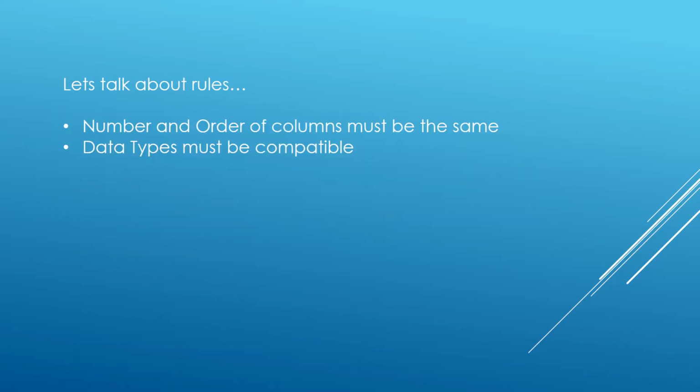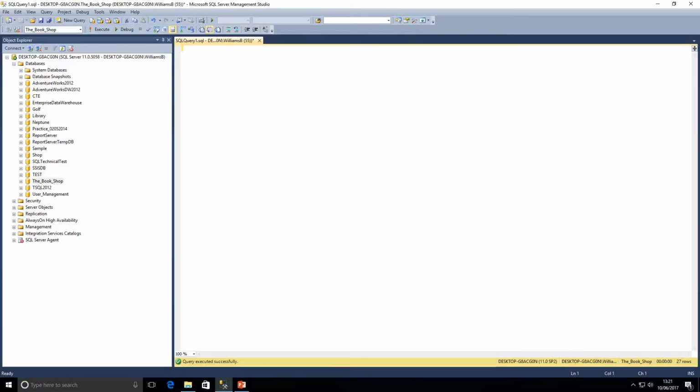So let's talk about some rules for set operators. The number and order of columns must be the same. We'll go through an example in SQL Server Management Studio shortly, and data types must also be compatible. So let's jump over to SQL Server Management Studio. Like I said, this video is just a short introduction into set operators, so we'll go through some examples of these rules. So we're in SQL Server Management Studio now, guys.